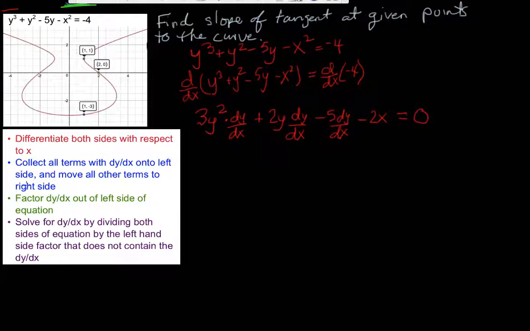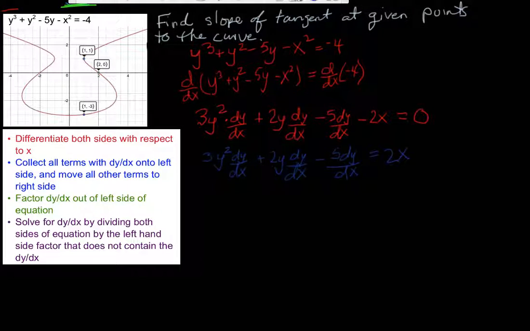Our next step is to collect all the terms with dy/dx onto the left side and move all other terms to the right side. Well, everything here has a dy/dx except for this -2x. And so we're going to get 3y squared dy/dx plus 2y dy/dx minus 5 dy/dx equals 2x.